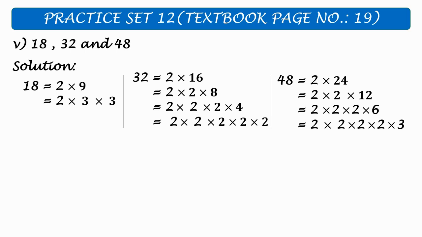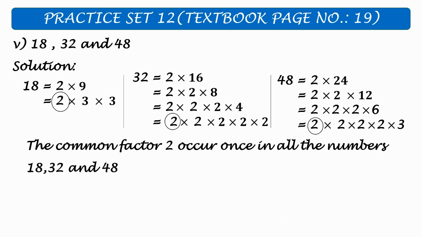Now students, when we see the prime factors in the product form of 18, 32 and 48, we can understand that 2 is common in 18, 2 is common in 32 and 2 is common in 48. Now we cannot find any other common prime factor in 18, 32 and 48. Therefore, the common factor 2 occurs once in all the numbers 18, 32 and 48. Therefore, HCF is equal to 2.